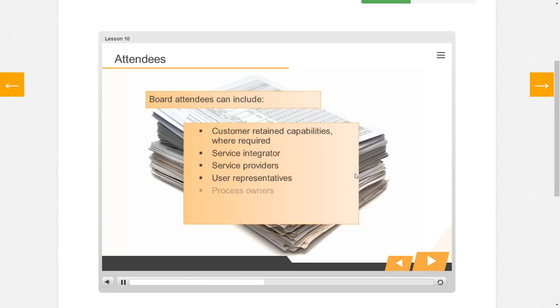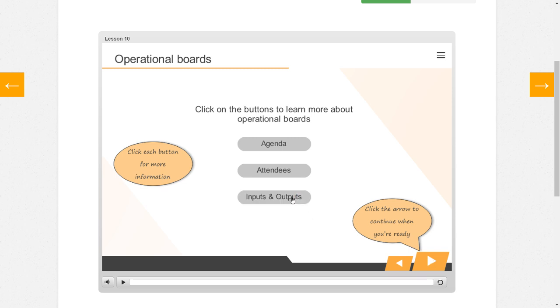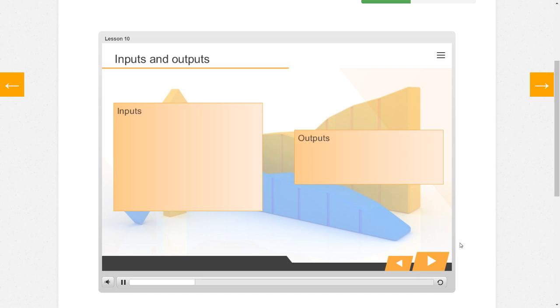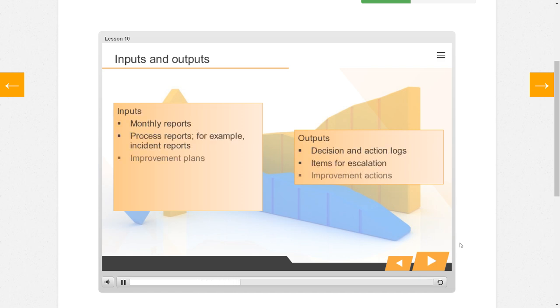The customer won't necessarily attend all operational boards, but they can attend if they wish to, or if they are invited for a particular agenda item. Here you can see some of the board's inputs and outputs. The board will be able to approve improvement actions up to a set limit. Above that limit, it will need to escalate the action for approval at a higher level board.